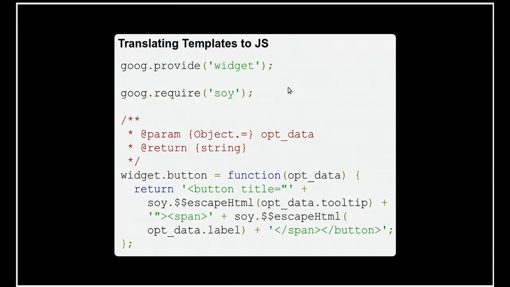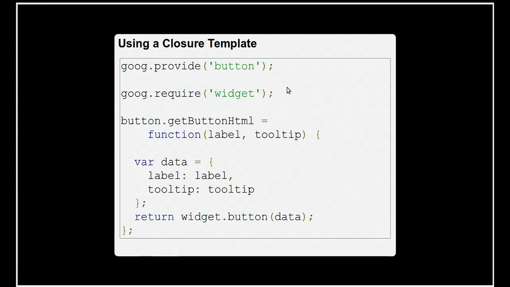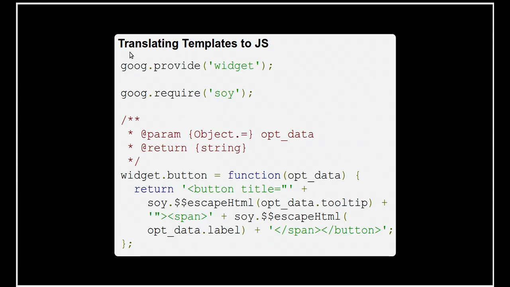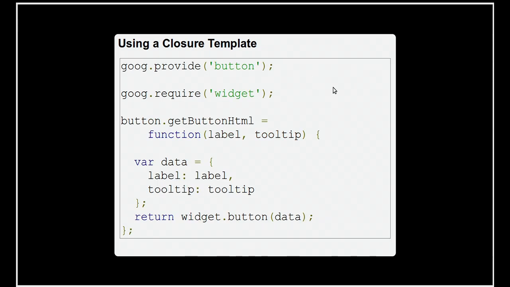So the first thing is, if we have this template function, now we want to use it. In this file, we said we provide this namespace called widget. Now we'll have some application logic where we want to use it. So there's a goog.require statement for widget, and we're actually going to provide a new namespace called button. Here we add a method to the button namespace by declaring it as a property on the button object. The button object got created as a side effect of running that goog.provide statement, and now we add it as a property.